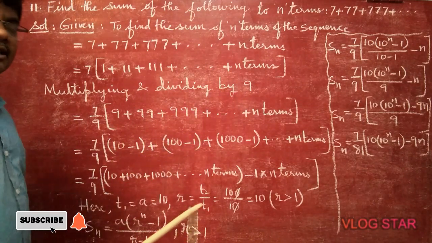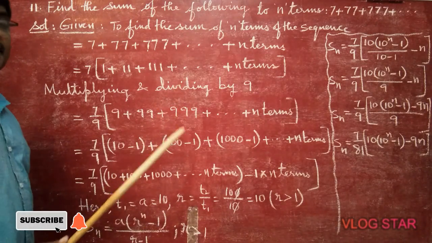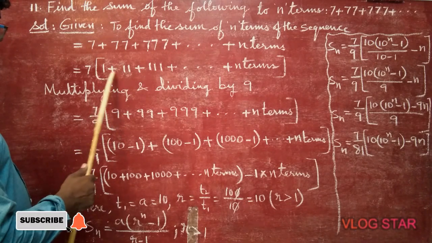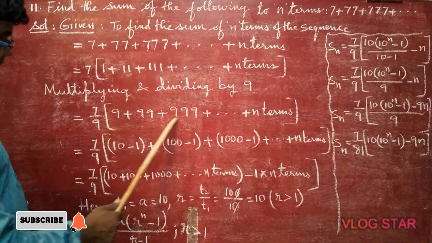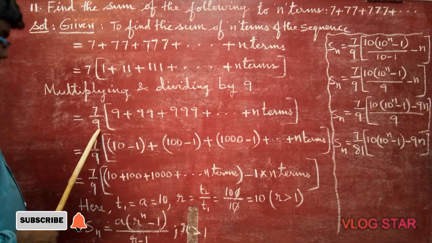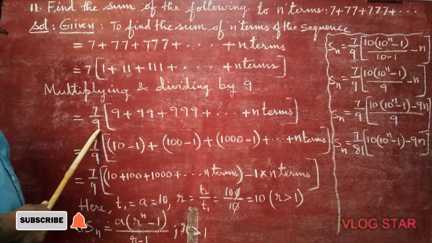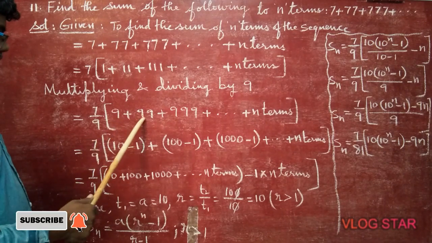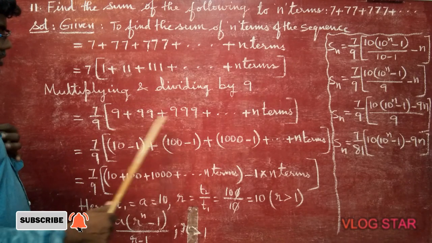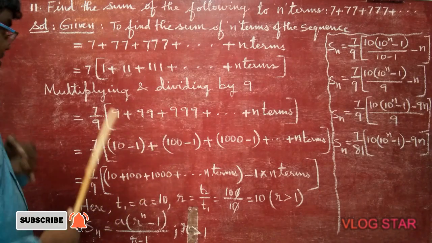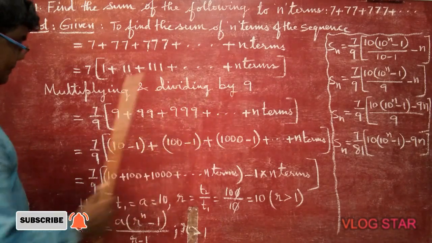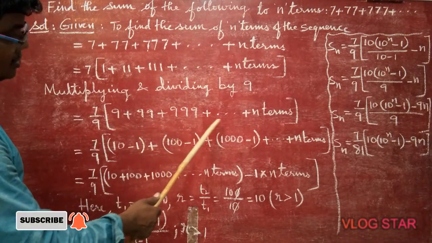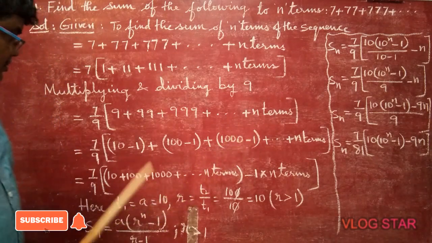Sir, why are you taking only 9, sir? You can take other numbers too, now. I will explain why I am taking 9. On one side I am multiplying each term with 9. In the same way, I am dividing also by 9. So if you divide again, 9 goes in 9 one time, 9 goes in 99 11 times. That is why I am multiplying and dividing by 9. So we get 7 by 9 into 9 plus 99 plus 999 plus so on, n terms.